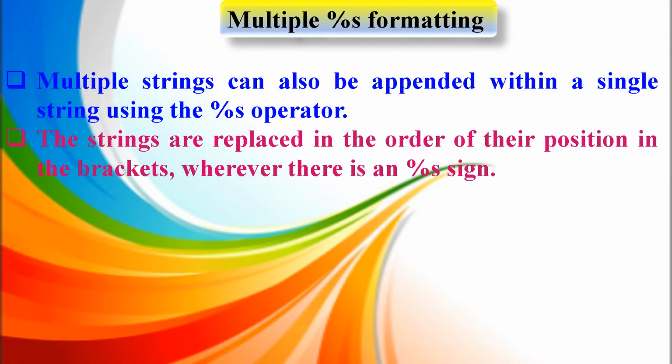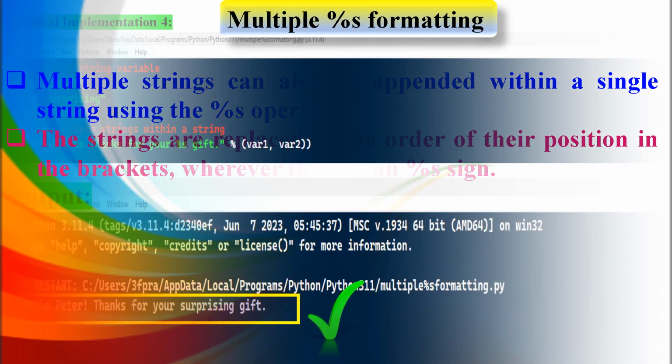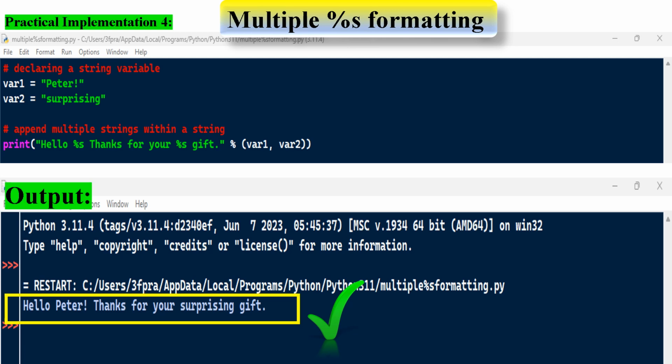Multiple %s formatting. Multiple strings can also be appended within a single string using the %s operator. The strings are replaced in the order of their position in the brackets, wherever there is a %s sign. Let's see an example of multiple %s formatting.